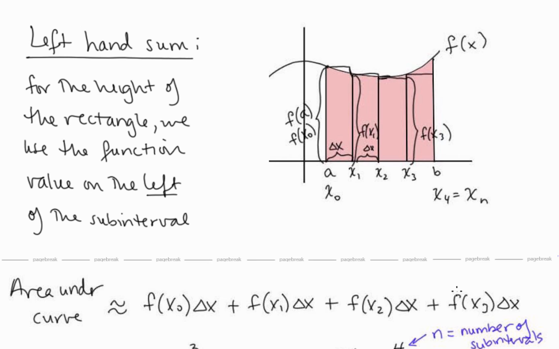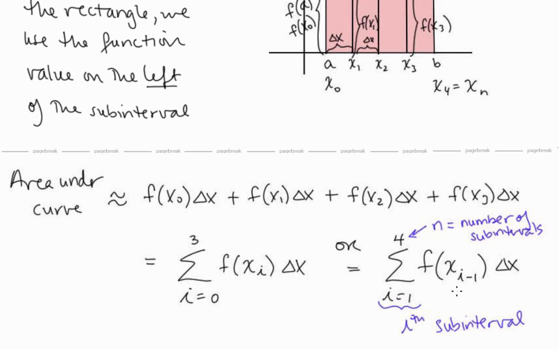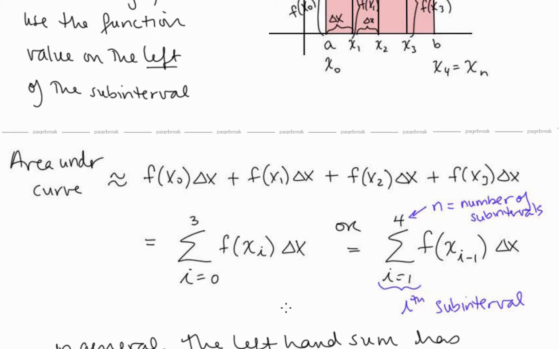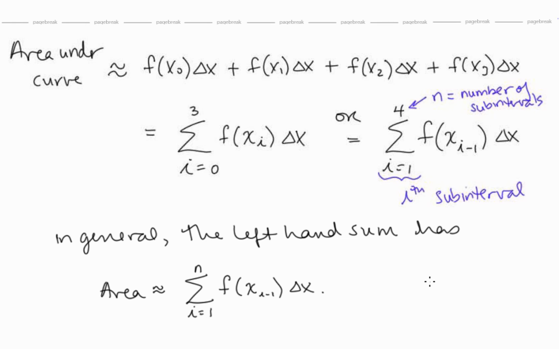And so we could write that using sigma notation, either with i starting at 0, i going from 0 to 3, f of xi delta x, or i going from 1 to 4, f of x(i minus 1) delta x. And we typically like to start i at 1 and talk about the ith subinterval. So this is the first subinterval, and we have 4 subintervals. So typically we'll use i starting at 1. And then in general, the left-hand sum looks like this, the summation i going from 1 to n, f of x(i minus 1) delta x.